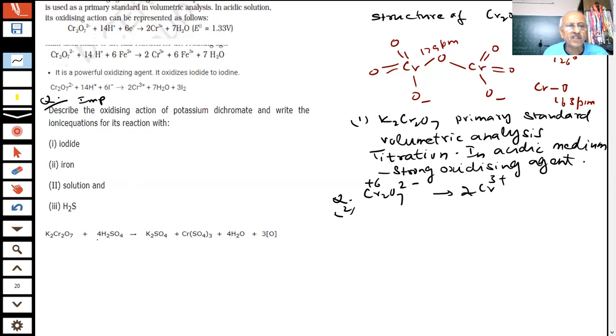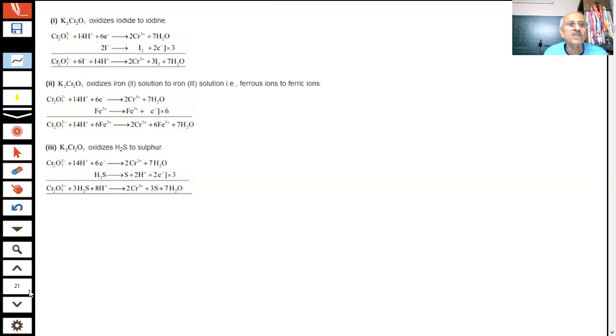You can see potassium dichromate with sulfuric acid releases nascent oxygen, therefore it acts as an oxidizing agent. We want to see the ionic equations we have here. Ionic equations are important. We can write the balanced ionic equation. We have already dealt with how to balance the reaction in our YouTube videos; students who are interested can learn it. Half reactions are written, then electrons are cancelled, and then you get the complete balanced ionic equation.